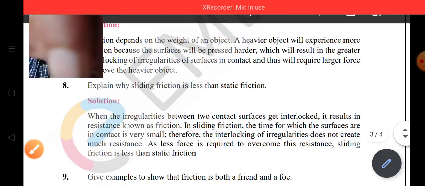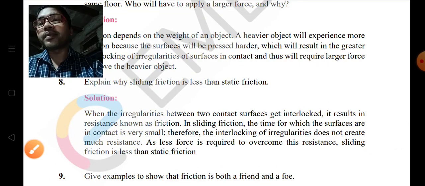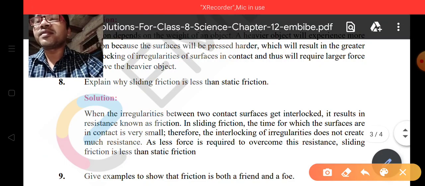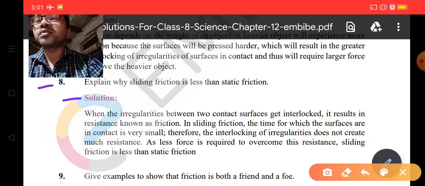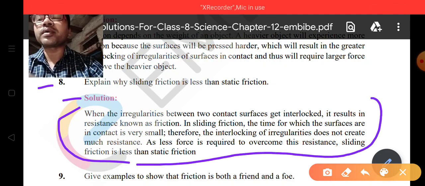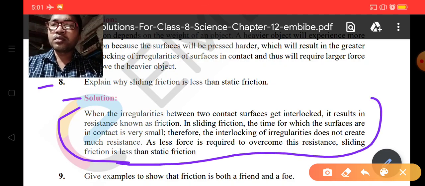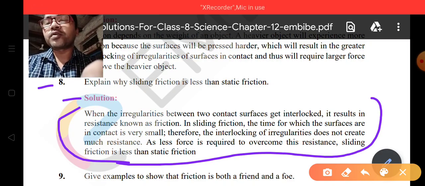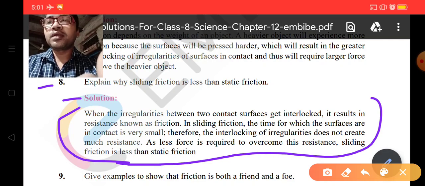So now you can see the question number 8 and its solution on the screen. This one is the question, this is the solution. So try to note down, this is in your copy. Okay. Pause your video and note it down. Let's see the next question.